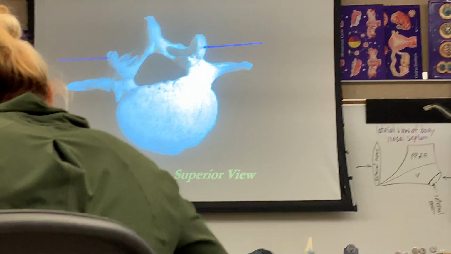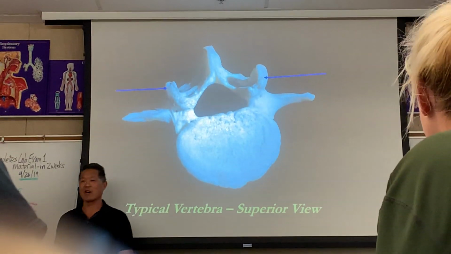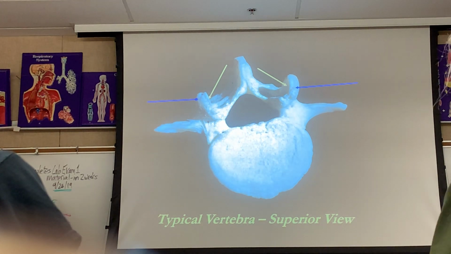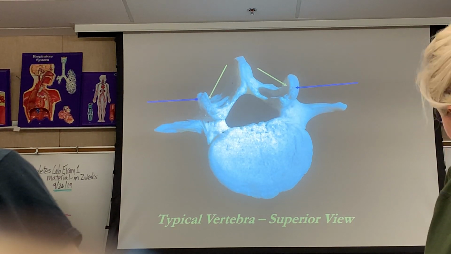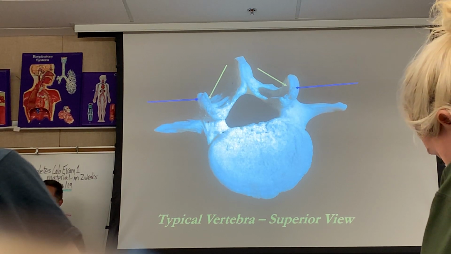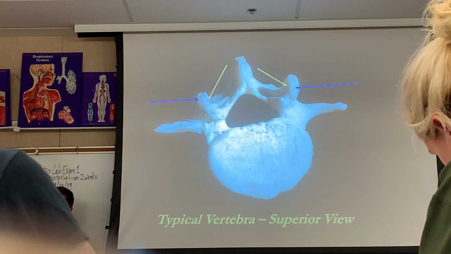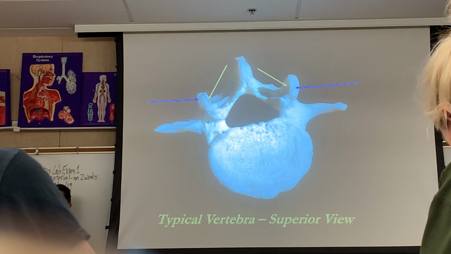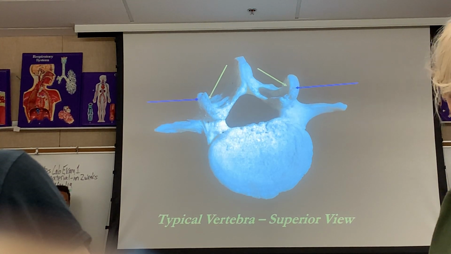So this is a superior view looking down. That whole bony strut coming out are the superior articular processes. But this flat side is the palm, superior articular facets in yellow. Facets are more specific. It is just one side of the process. The whole bony strut is the process. The one side that's flat is the facet.